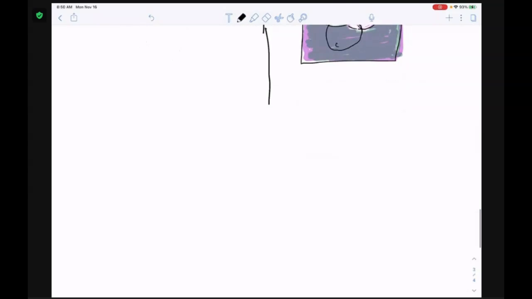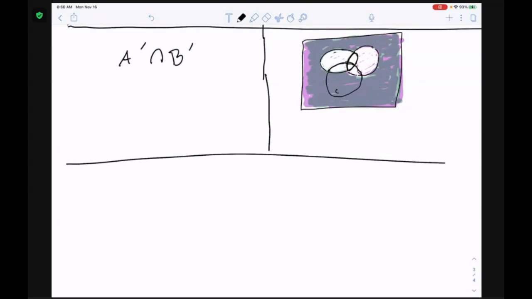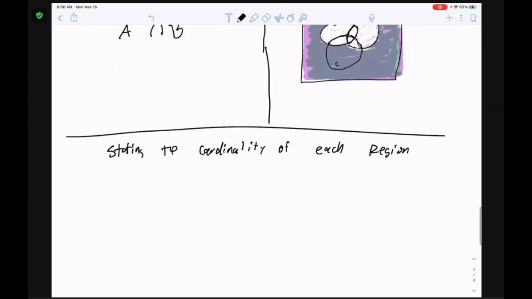And now I'm going to state the cardinality of each region. Okay.